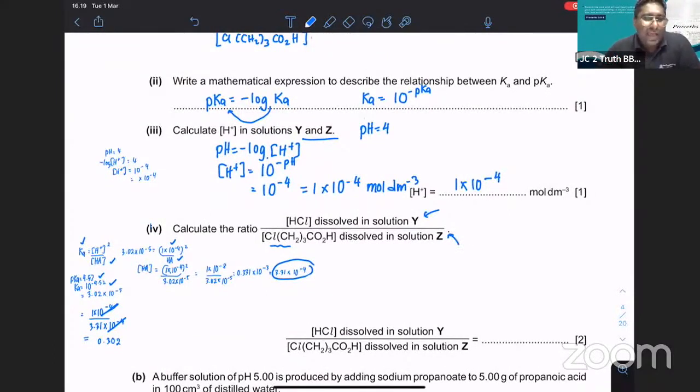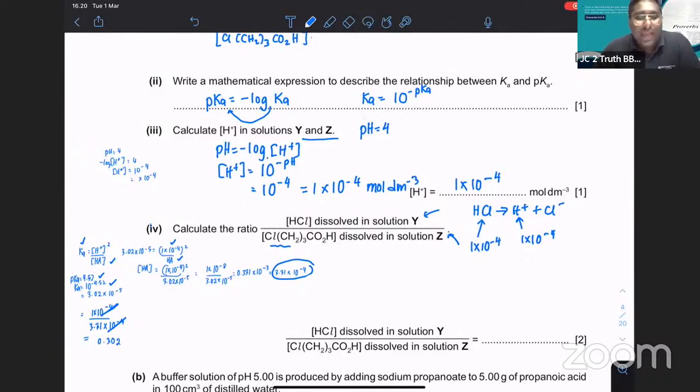So here they are asking the concentration of HCl. We know HCl dissociates, or ionizes, completely to give you H plus and Cl minus. If you have a concentration of H plus as 1 times 10 to the power of negative 4, you are going to have the same concentration of HCl, because it is 1 mole to 1 mole. So no need to worry, you have already found out: 1 times 10 to the power of negative 4.